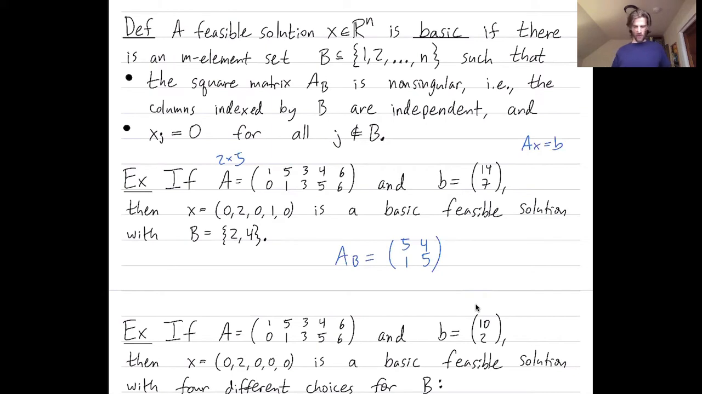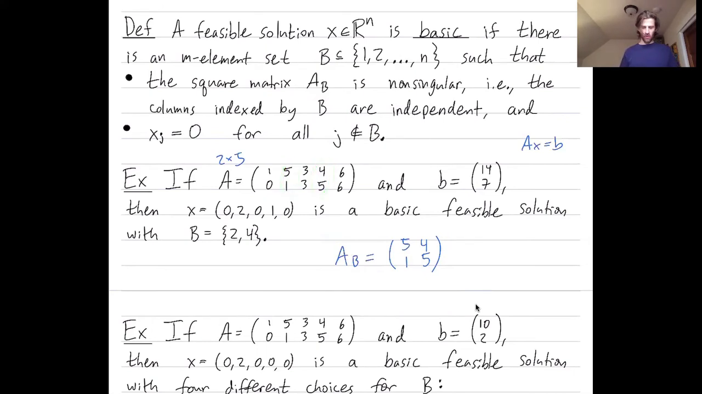Okay, so this vector x here is a basic feasible solution. Let's go through and check why. So first, we need a 2-element set from the numbers 1 up through 5, such that the square matrix, when I restrict to those 2 columns, is non-singular. And indeed, when I restrict to columns 2 and 4 in my matrix A, this is a non-singular matrix. It has non-zero determinant. In other words, these 2 columns are linearly independent.